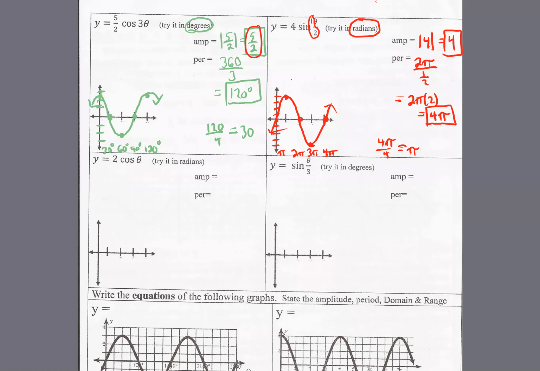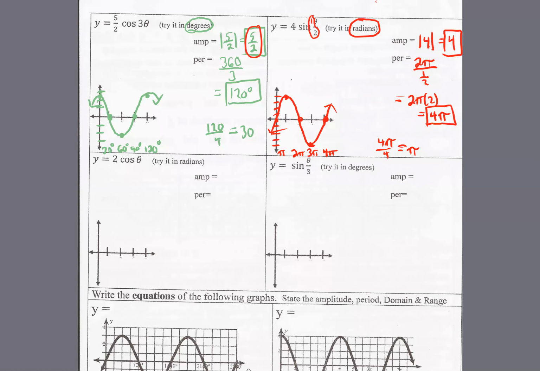My period is 2 pi. I'm going to divide that by 4 to figure out my scale on the horizontal axis. So 2 pi over 4, which is pi over 2. So I'm going to go 1 pi over 2, and then 2 pi over 2 is just pi, and then 3 pi over 2, and then 4 pi over 2, which is just 2 pi. So you just keep adding pi over 2.